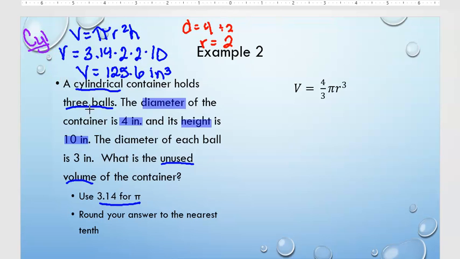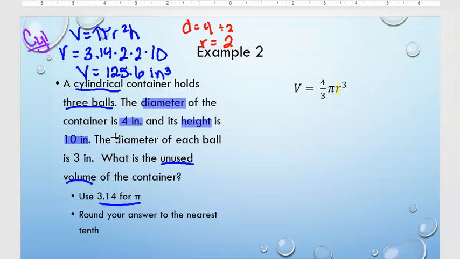Now, it has inside of it 3 balls. So now what I need to do is find the volume of one of the balls, and then because there's 3, hint, hint, hint, I'm really just going to multiply by 3 at the end. So again, when I'm finding volume for a sphere, for my balls, I have a radius that I need.